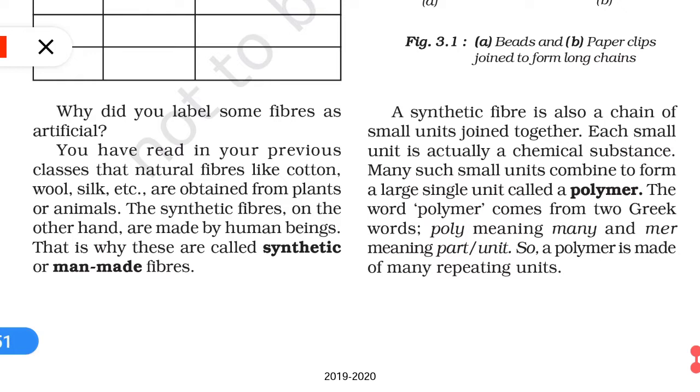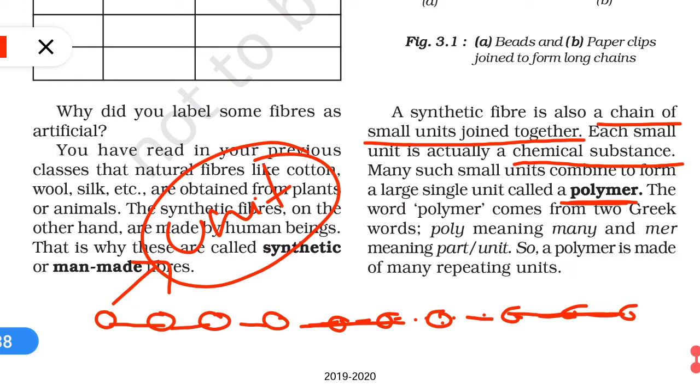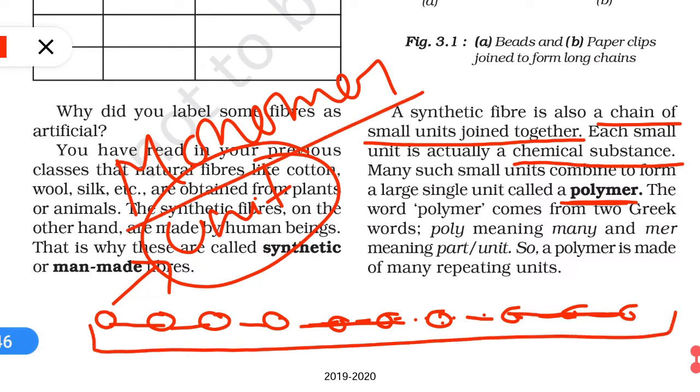Synthetic fibers are also made like a chain of small units joined together, and each such small unit is a chemical substance. So synthetic fibers are also chains of a very large number of small chemical units. Such chains are called polymers. A large number of small chemical units combined together by some chemical reactions, and such long chains are called polymers, and each small unit, which is a chemical substance, is called monomer. And the long chain like structure which is formed by the combination of monomers is called polymer.